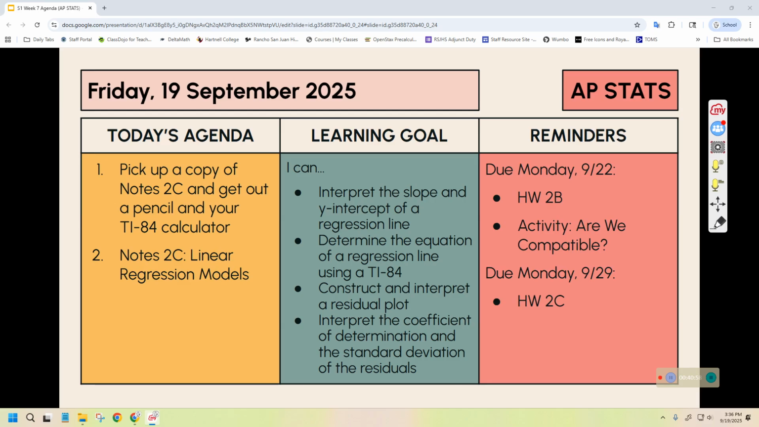2B is due on Monday. Activity, are we compatible, is due on Monday. If you have time, start 2C. Some people did, not everybody has. And a lot of people do. I have them in my green to grade box for this weekend.